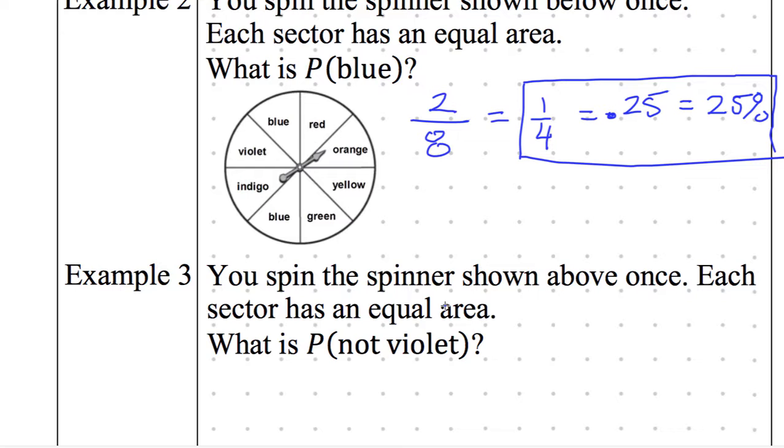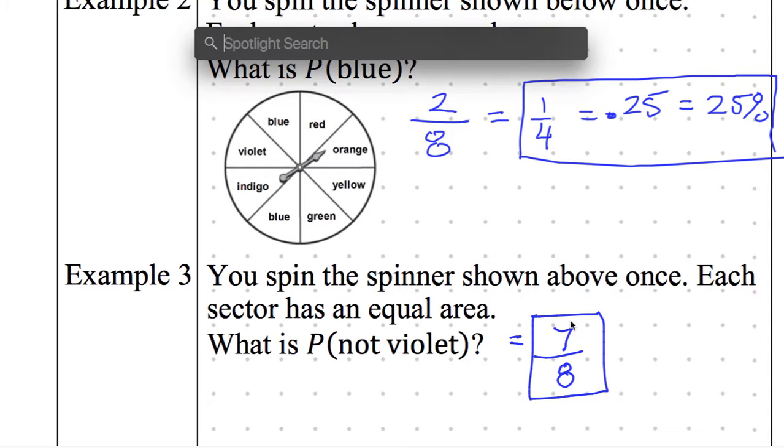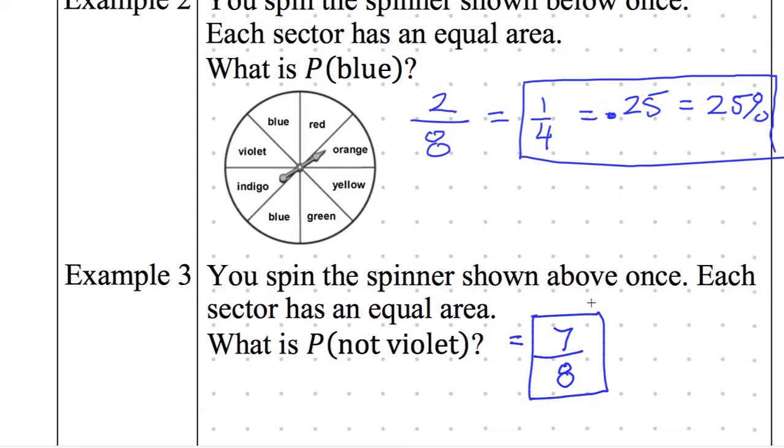Yeah, because how many of these are not violet? Well, that's not violet. 1, 2, 3, 4, 5, 6, 7. 7 of those are not violet, so our numerator is going to be 7. Our denominator is going to be 8. And we'll just leave it as a fraction, 7/8. I think that's like 88% or something like that. What was 7 divided by 8? Oh, yeah, 87.5, which rounds up to 88%.